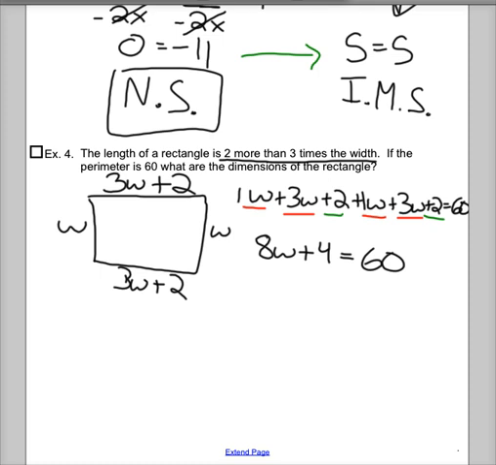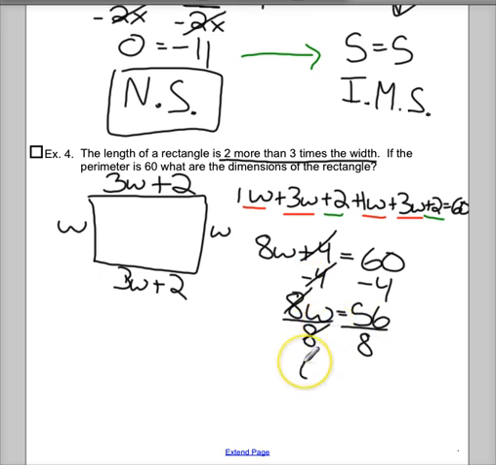So I have a positive 4 here. Now that I'm crossing the equal sign, I'm looking to undo that 4. So I'm going to subtract 4 from both sides. So I'm going to have 8W equals 56. I need to get the 8 away from the W now. So the 8 is multiplying my W. I need to look for how to cancel that off. Well, to undo multiplication is division. So I'm going to divide both sides by 8. So the width is going to be 7. So the width is 7.